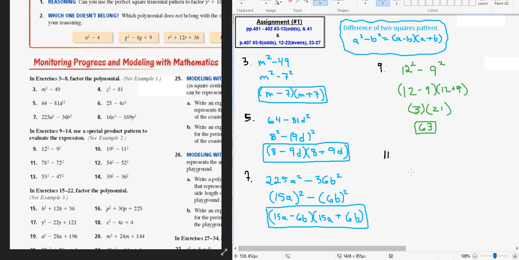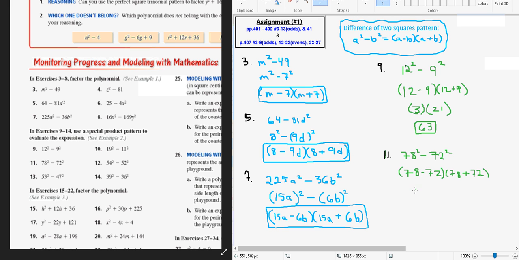All right, number 11, 78 squared minus 72 squared. So again, there's my a squared minus b squared, so this is going to factor into a minus b times the quantity a plus b. So this one, yeah, you're adding and subtracting some fairly big numbers, but that's much nicer than doing 78 squared minus 72 squared. I have no idea what those are off the top of my head. That would take a while to think about. These, they're not too bad. Let's see what happens with this.